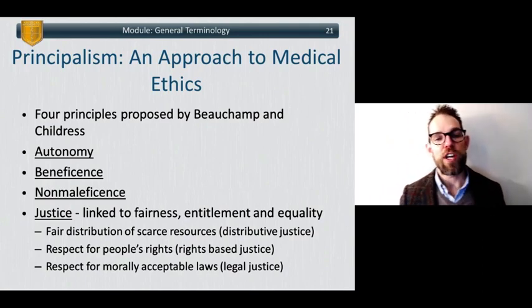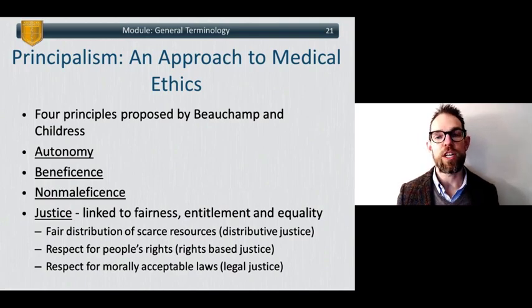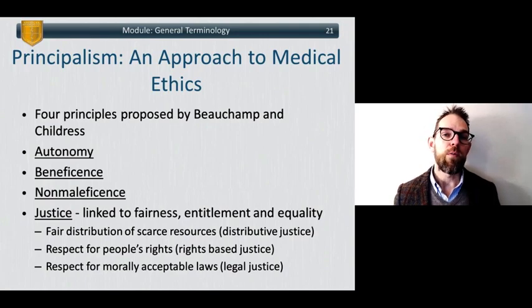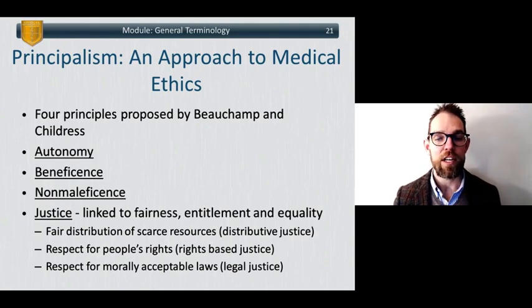So now we go to justice. We talked about autonomy, we talked about beneficence, non-maleficence, the double effect, and now justice. Justice is linked to fairness, entitlement, and equality. If at all possible, we are going to try to distribute scarce resources in a fair manner. That's distributive justice. We've got to respect people's rights, so that's rights-based justice. And then we've got to respect morally acceptable laws, so that's legal justice.